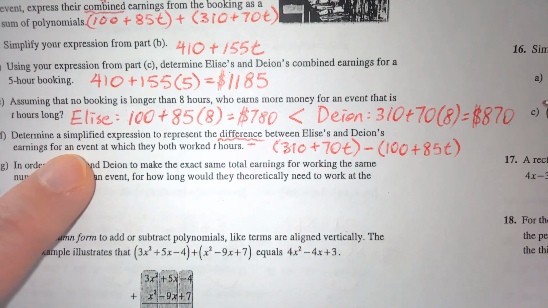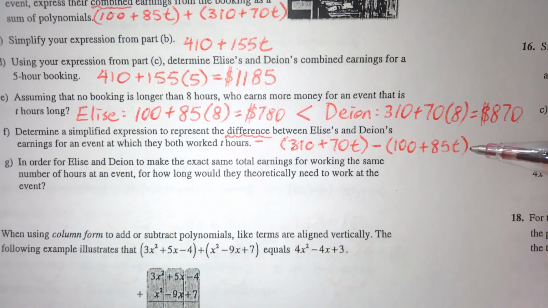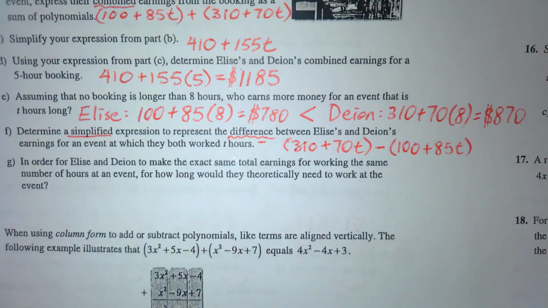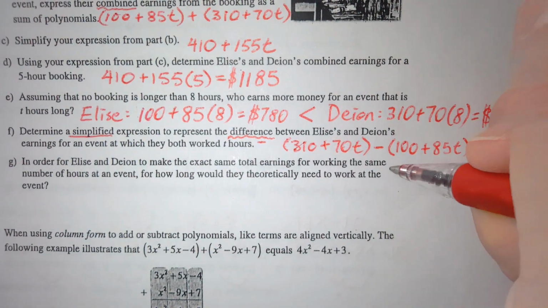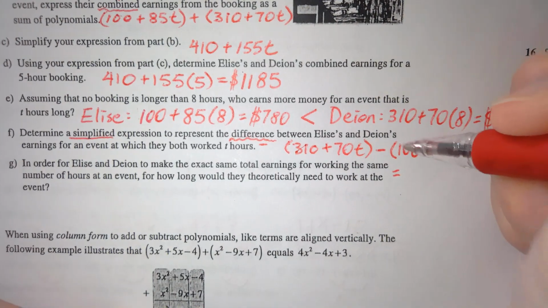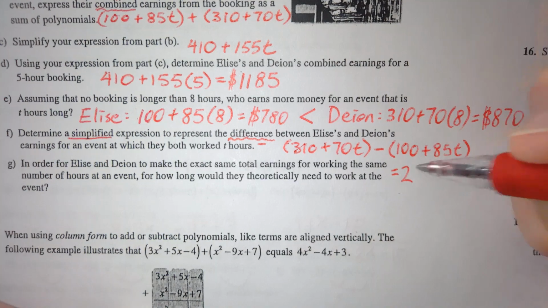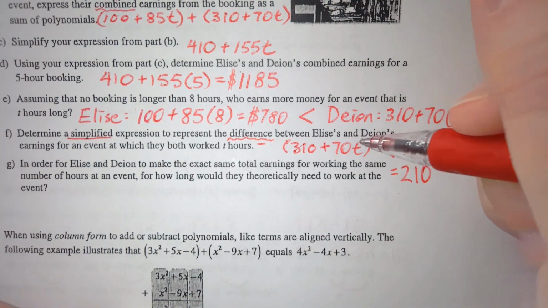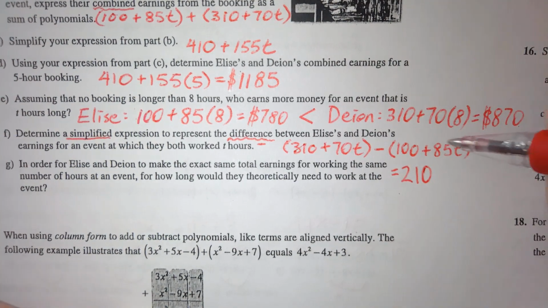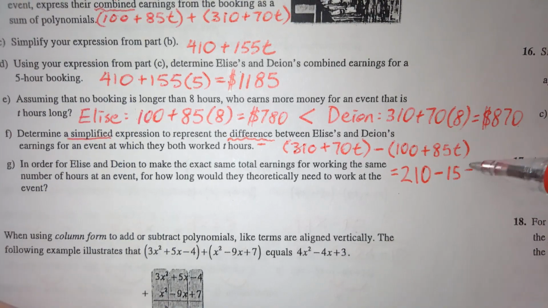Okay? If I write this, will I get the full mark for this question? No, because of this word, simplify. So I have to simplify this expression. So 310 minus 100, just like what we were working on today. 310 minus 100, you get 210. And then 70t minus 85t, you get negative 15t.